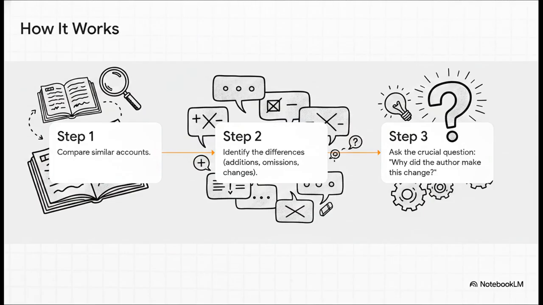So, how do you do it? It's a really straightforward three-step process. First, you just put the similar stories right next to each other. Step 2, you pinpoint all the differences. What did one guy add? What did he leave out? What words did he change? And then you get to step 3, the most important question of all. Why? Why did the editor make that specific change? What were they trying to accomplish?